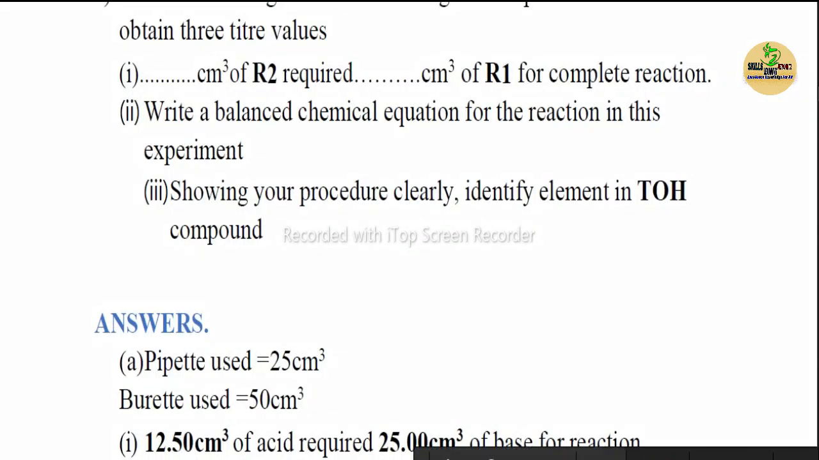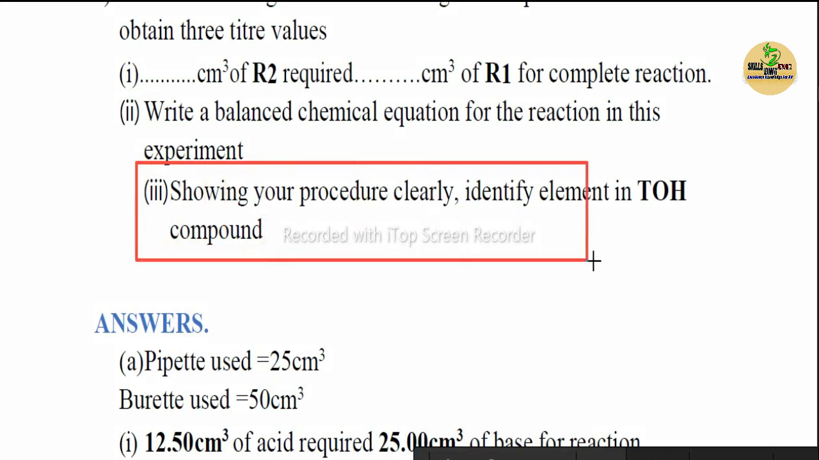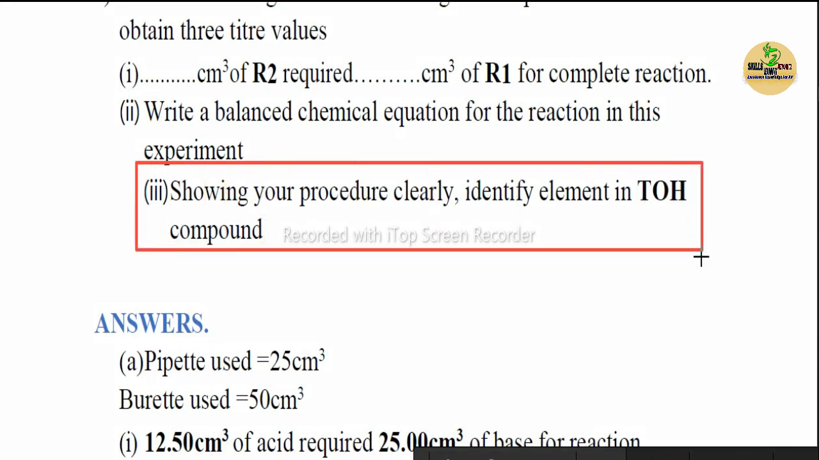Another question: show your procedure clearly. This is very important when it says show your procedure clearly. It means you have to show step by step how you are going to solve for the element T systematically.